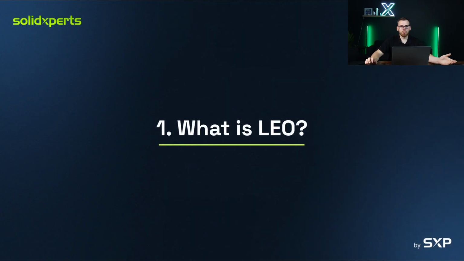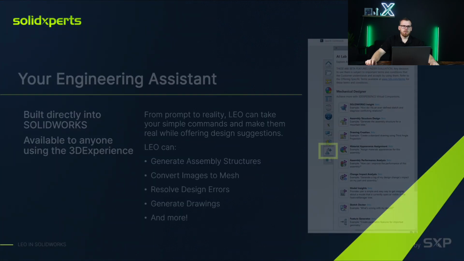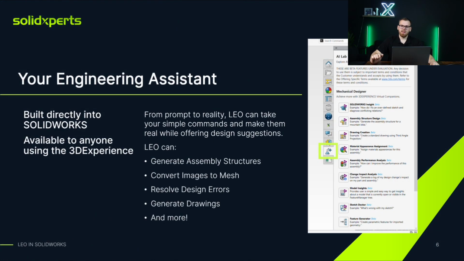So, first and foremost, what is Leo? Leo, named after the great engineer Leonardo da Vinci, is an engineering companion built directly within SOLIDWORKS. It's available to anyone who uses the 3D Experience platform with cloud-enabled SOLIDWORKS. Leo can take your basic prompts and create assembly structures, generate drawings, and remove design errors. Even more than that too.